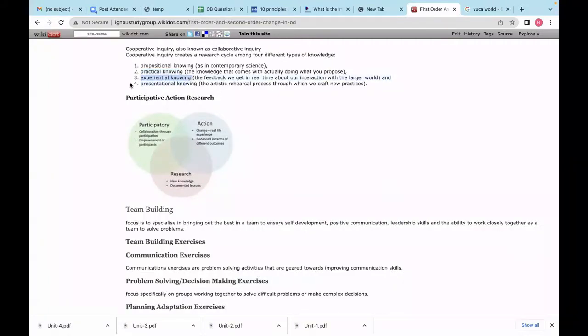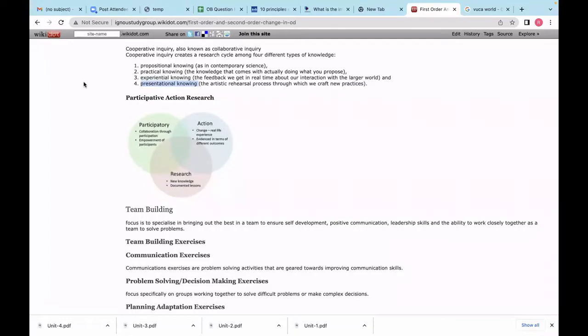This is the knowledge which is going to come out of feedback. You did, and while doing, you learned something. After doing, you got some feedback. Now you are learning more. That is experiential knowledge. Fourth is presentational knowledge.